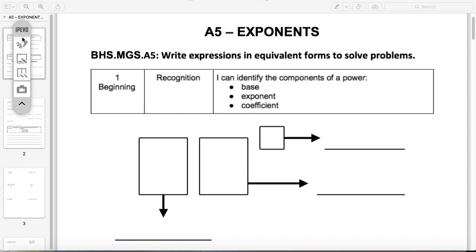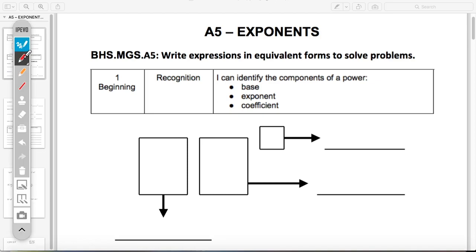This is Biddeford High School Graduation Standard A5 Exponents. So for those of you watching this in Algebra 1, this is your first time looking at exponents. And if you are in Algebra 2, chances are you have seen this in your Algebra 1 class. If not, your Algebra 1 teacher probably did not have enough time to get to A5.